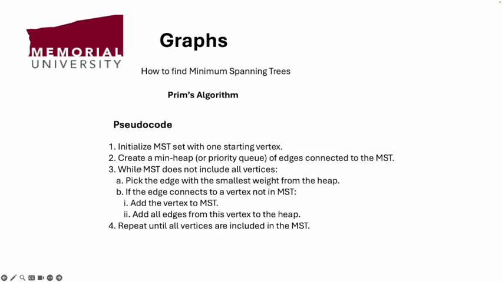And then we process a while loop. If the minimum spanning tree does not include all the vertices, we keep looping, right? Keep looping. So we first pick the edge with the smallest weight from the heap. If the edge connects to a vertex not in the current minimum spanning tree, not in this site, add the vertex to the minimum spanning tree. Okay.